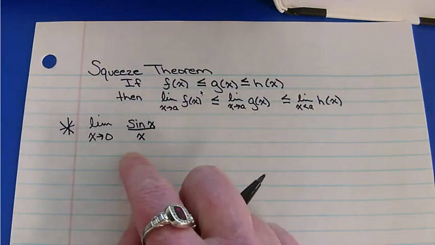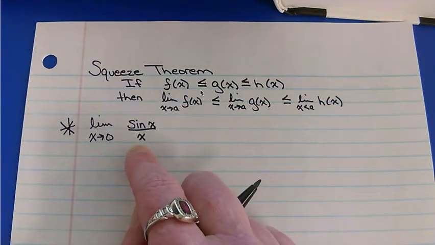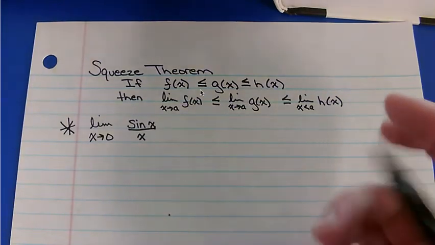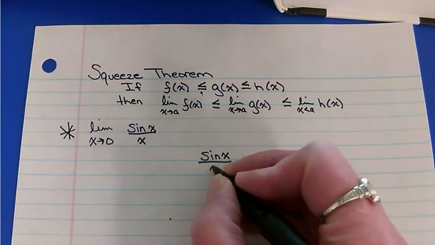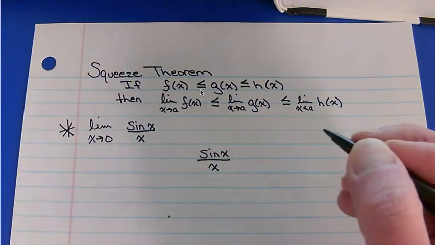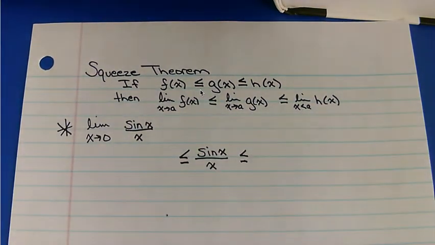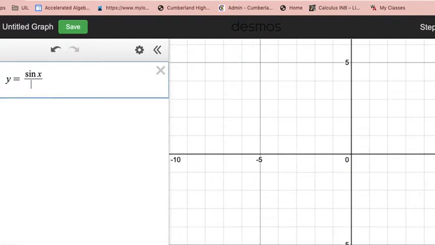Okay, so I know right now that if I plug in 0, I get 0 over 0. And I can't do anything mathy. So I want to look at the graph of this and play around and see if we can squeeze or sandwich sine x between two other functions. Okay? So I'm going to go to Desmos, and I'm going to type in y equals sine x divided by x.